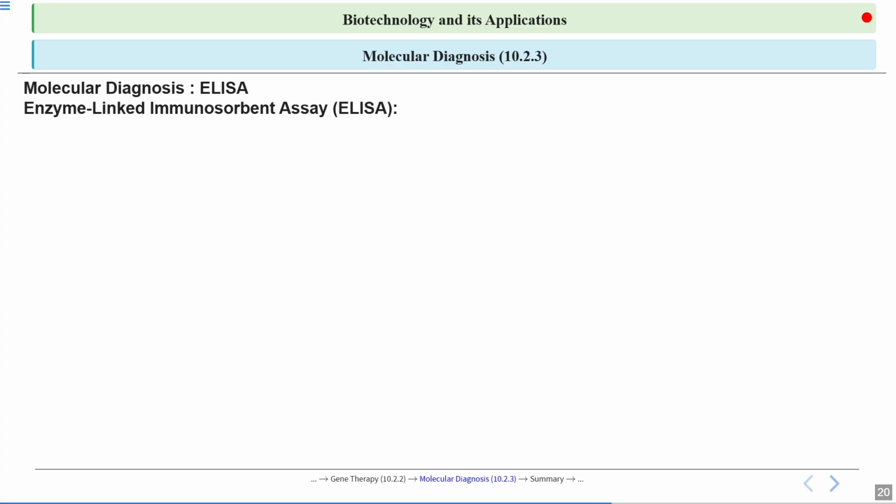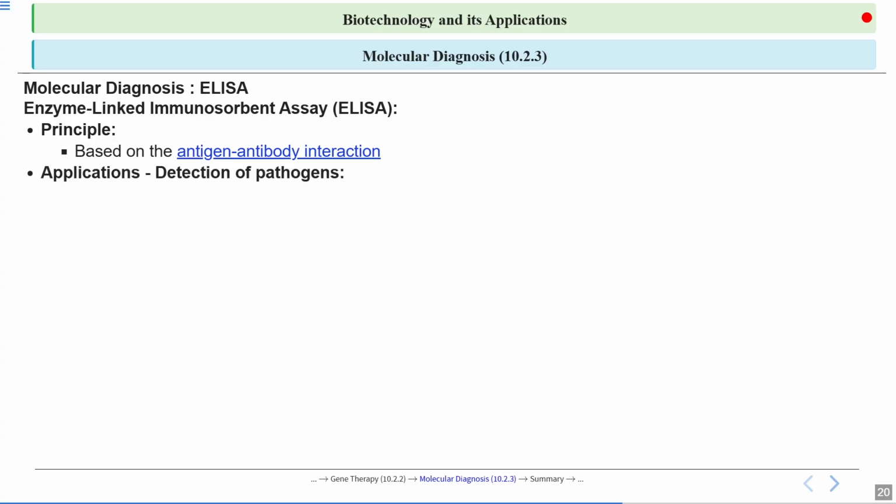Next method is ELISA, that is enzyme linked immunosorbent assay. So what is this enzyme linked immunosorbent assay about? It is all about antigen and antibody interaction. So we will see how it works. Its principle says that it's based on the antigen and antibody interactions.